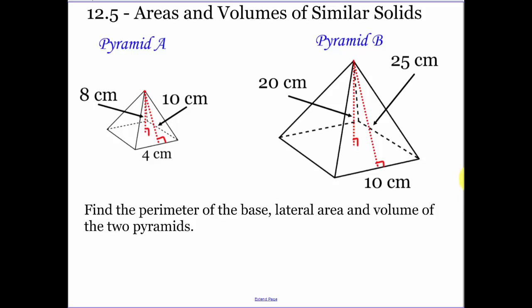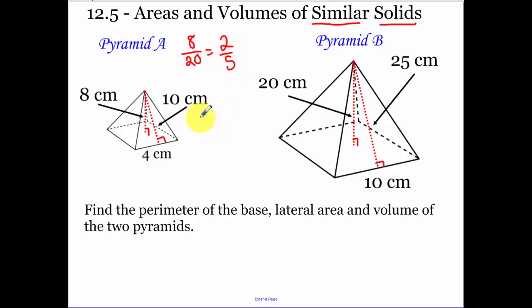Today we're going to be talking about areas and volumes of similar solids. And here we have two pyramids, Pyramid A and Pyramid B. Let's look at the ratios of the corresponding parts. So the altitudes of our pyramids, 8 to 20. Well, that's going to reduce to, if we reduce each by 4, we get 2 to 5.